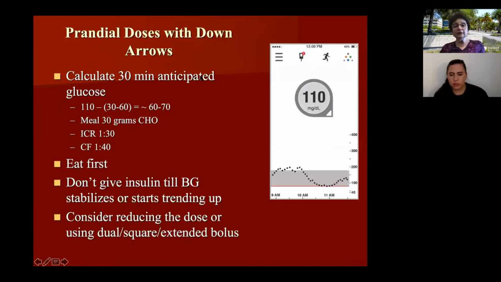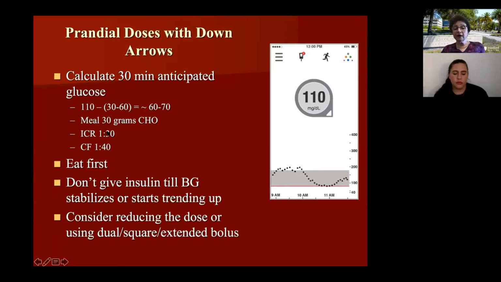For prandial dose calculations, if your arrow is down, that's sort of working backwards. If your blood sugar is 110, and you are seeing that little arrow going down, right? So you're anticipating that you are going, as we said, 1 to 2 milligrams per deciliter per minute down. So you would expect that you're actually starting your meal with a blood sugar of 60 to 70. And your meal has 30 grams.